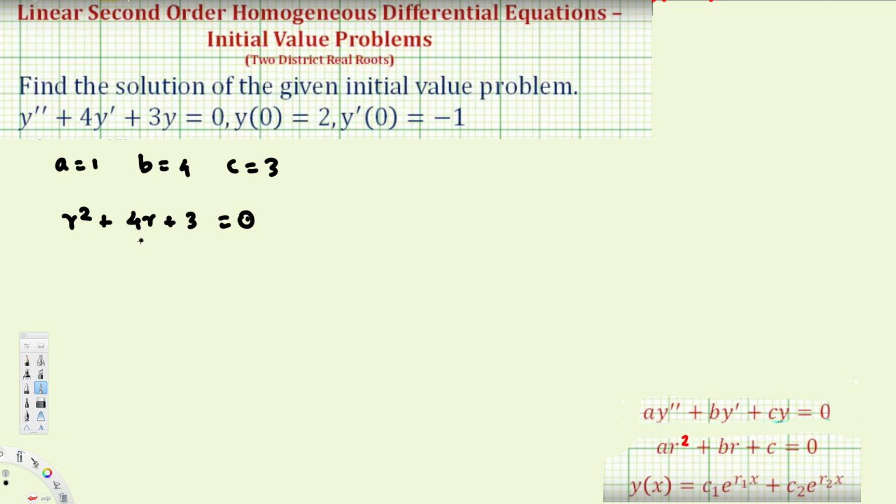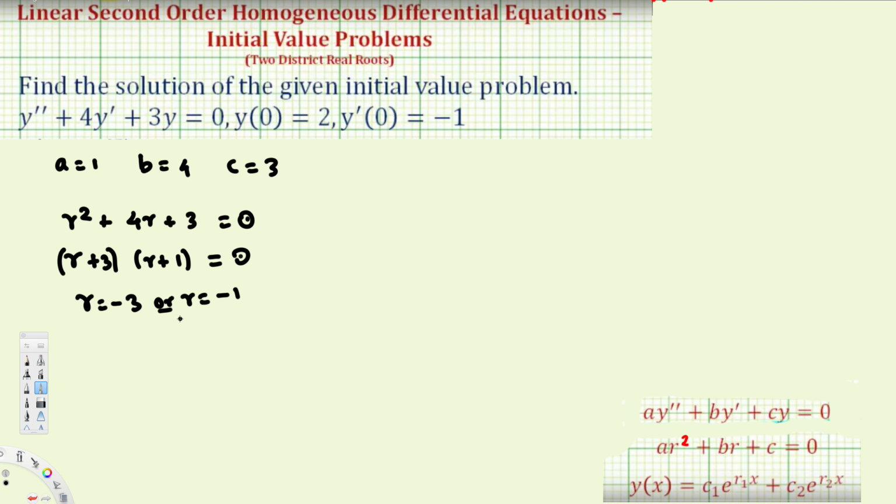Now let's see whether we can factor this one. When we multiply, we have to get 3. When we add, we have to get 4. So 3 plus 1 will work, right? So r plus 3 and r plus 1 are the factors, and that's equal to 0. From this we can see that r is equal to negative 3 and r is equal to negative 1.